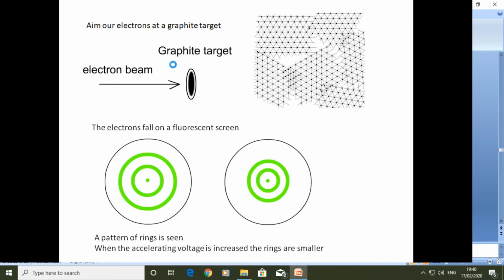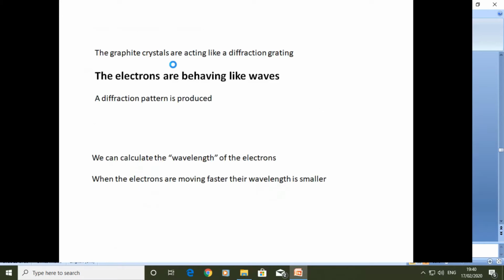What's going on? Well, now the graphite crystals are acting like a diffraction grating. The electrons are behaving like waves. We are getting a diffraction pattern produced. And we can actually work out the wavelength of the electrons using n lambda equals d sine theta. And why does the pattern get smaller when we turn up the voltage? When the electrons are moving faster, their wavelength is smaller.